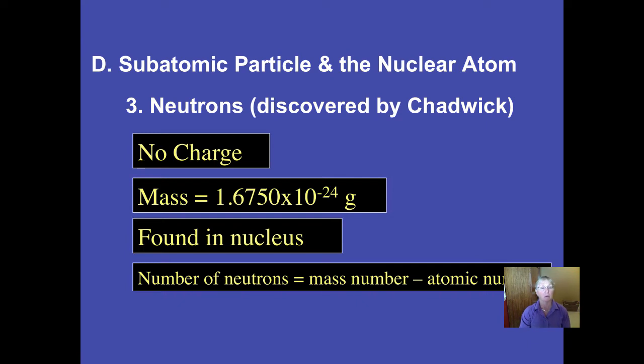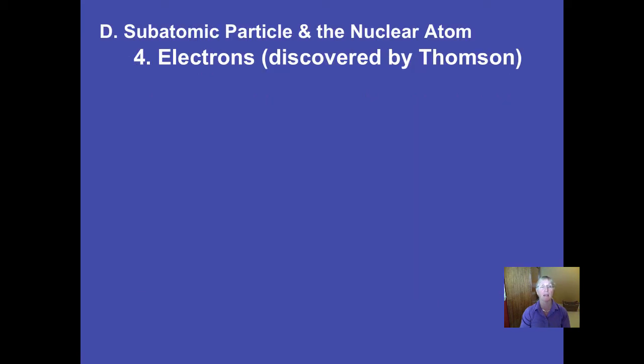Now the number of neutrons is equal to the mass number minus the atomic number. Well, what's that mass number? If you add protons plus neutrons together, you get a mass number. If you subtract the atomic number, which is the number of protons, then you'll be able to find the number of neutrons. It's pretty simple math. And so what we're going to do is show you how to do that calculation in just a moment.